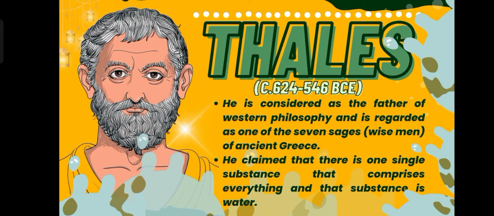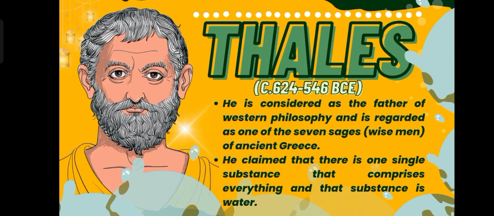Moreover, he is also considered the father of Western philosophy and is regarded as one of the seven sages, or the wise men, of ancient Greece. Furthermore, he claimed that there is one single substance that comprises everything, and that substance is water. Thales believed that all things in the material universe are variations of water. This belief came as a result of his search for an all-encompassing oneness.